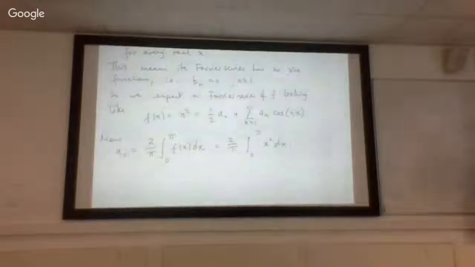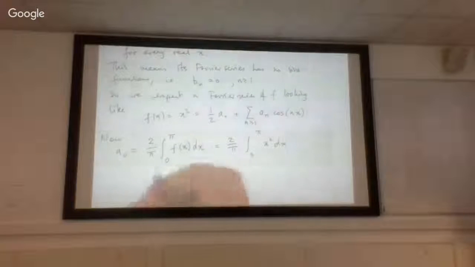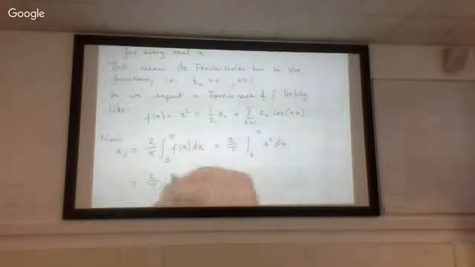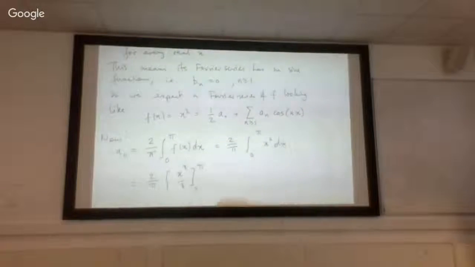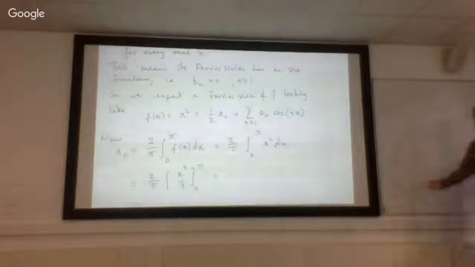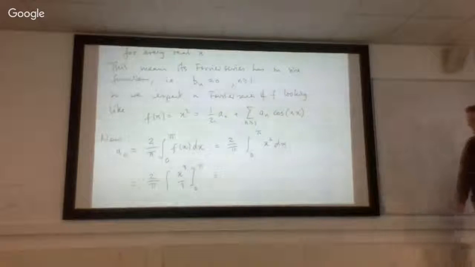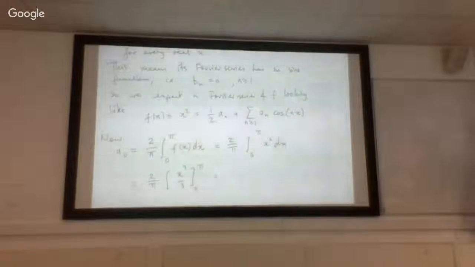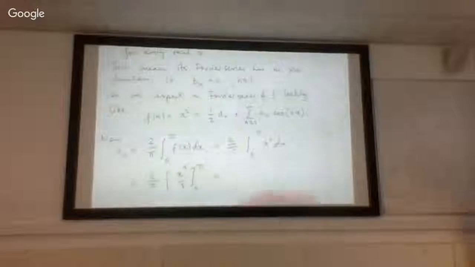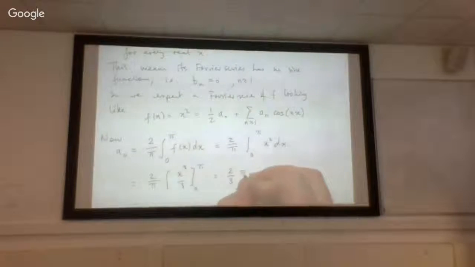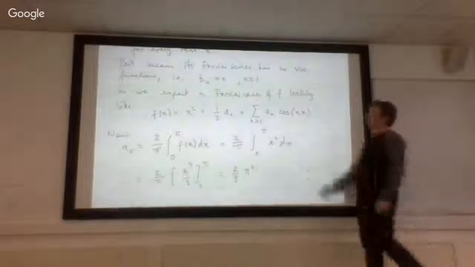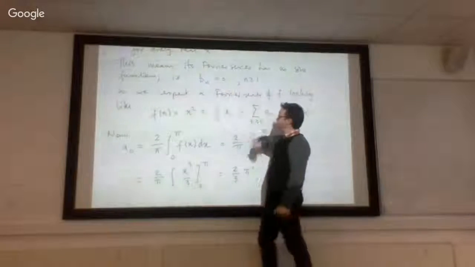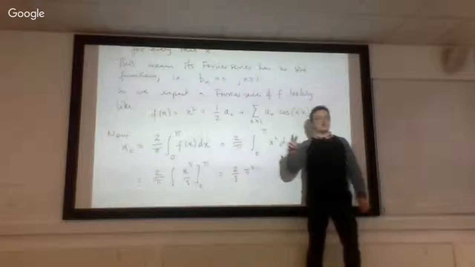This is a very basic integral. This shouldn't give us any problems at all. This integral comes out as 2 over pi times x cubed over 3, evaluated between 0 and pi. So it's just a matter of sticking pi in for x. So it's going to be 2/3 of pi squared. Yeah, 2/3 of pi squared. So that's a0. That means the constant coefficient in our Fourier series will be 1/2 of this, so 1/3 pi squared.